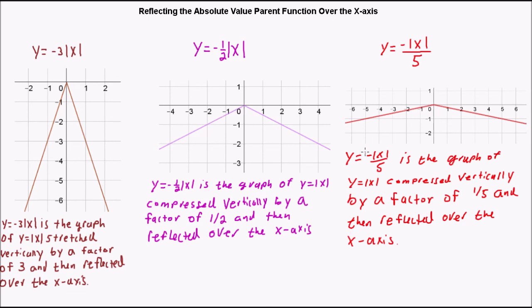Y equals negative absolute value of x divided by 5 is the graph of y equals absolute value of x compressed vertically by a factor of 1/5 and then reflected over the x-axis. Let me know how you did on these questions in the comments section.